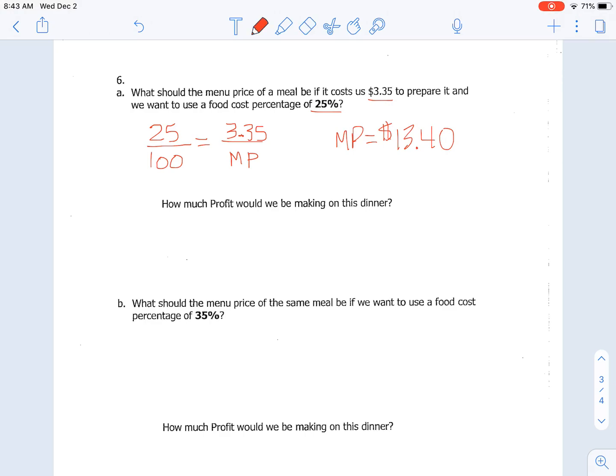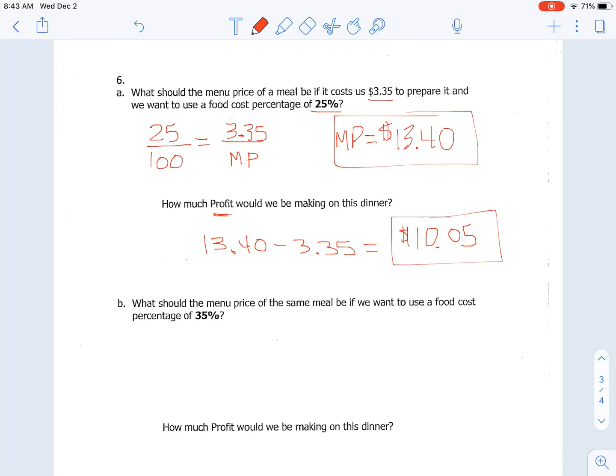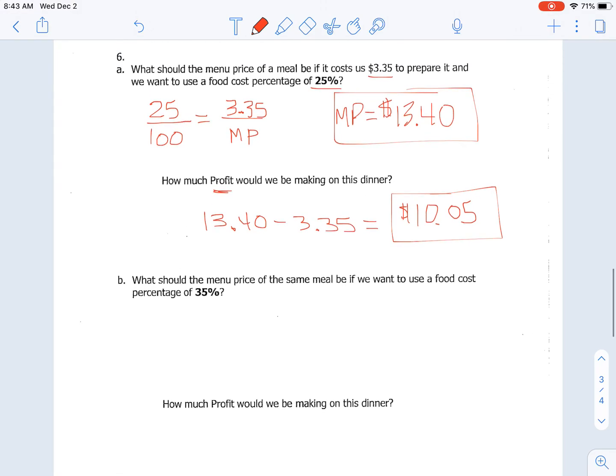So our next question is, what would our profit be? And I'm going to use this term profit pretty loosely, but $13.40, and we paid $3.35 to make it. You subtract those, and we're bringing in $10.05. Now, still out of that $10.05, remember we've got to pay for labor and electric and all that good stuff too. But we're doing the same meal down here with part B, but this time we're using a higher food cost percentage.